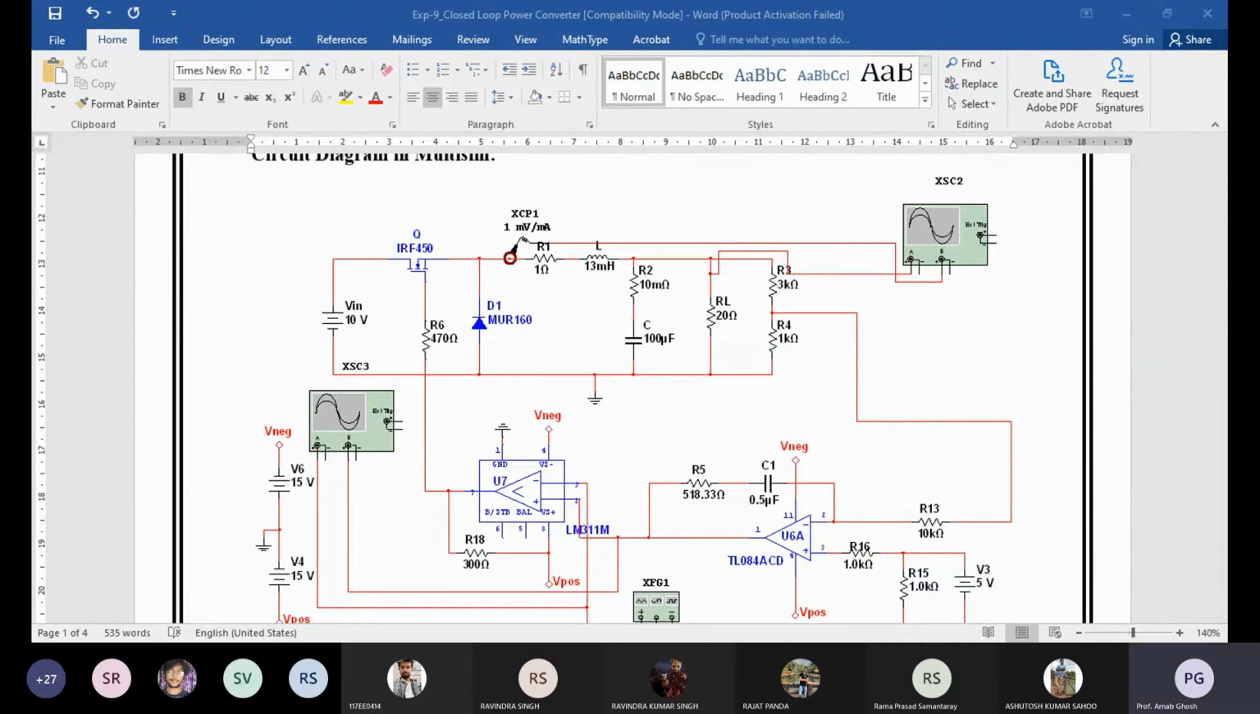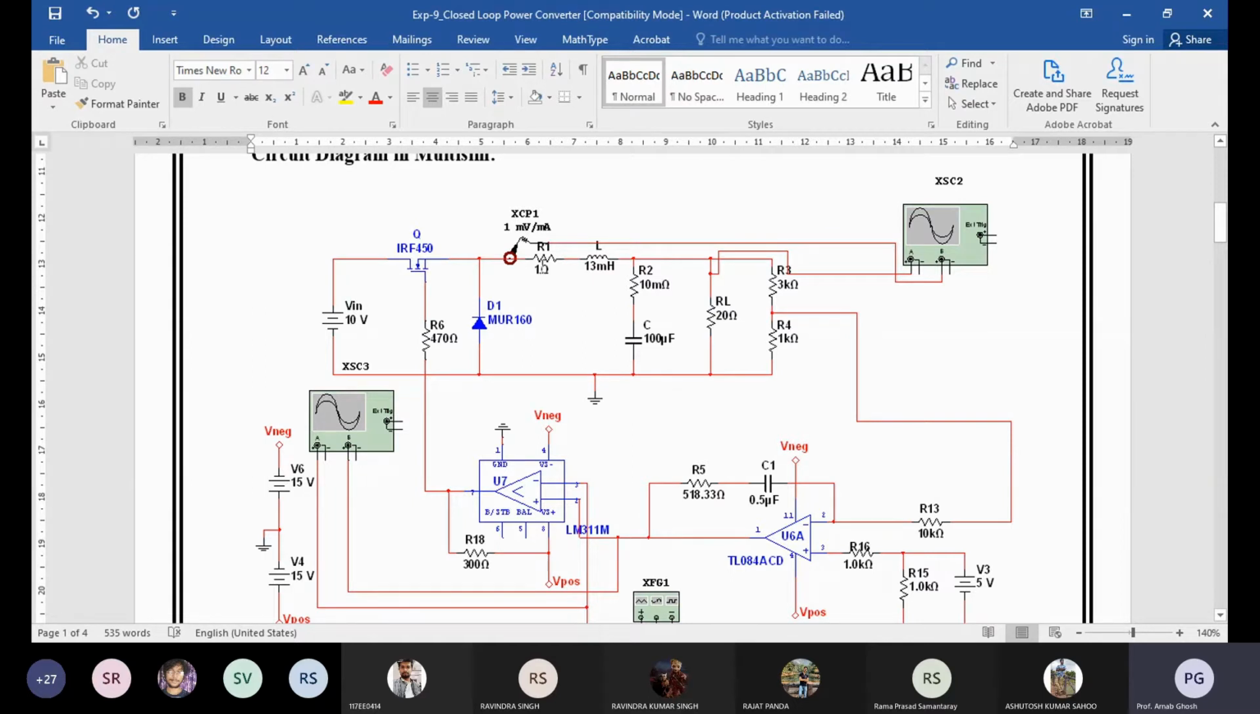Sorry. So here you can see that one. It's the basic structure of the buck converter. The IRFP450 MOSFET is there, a 10 volt supply is given, and a diode is there.